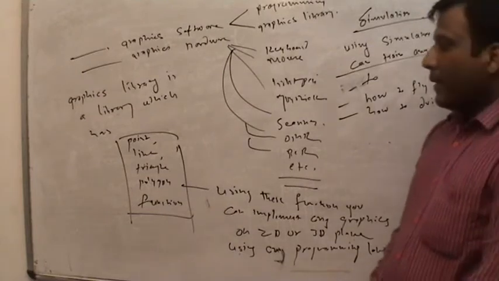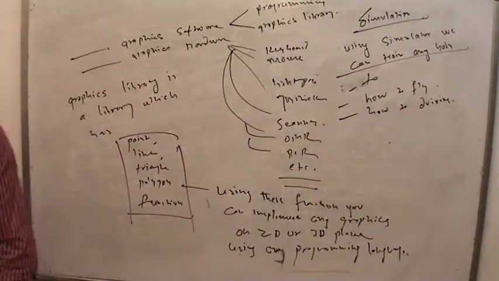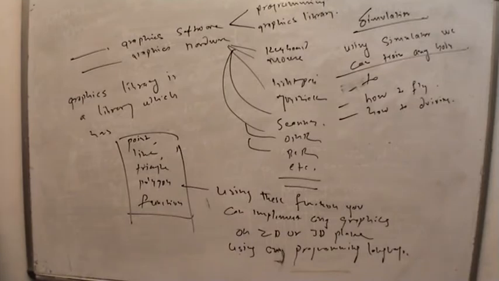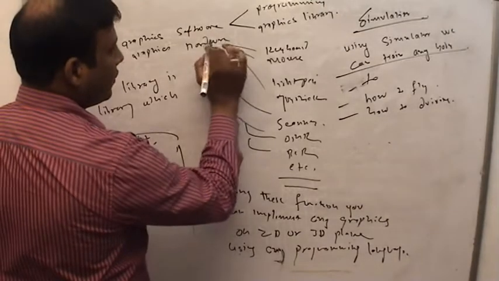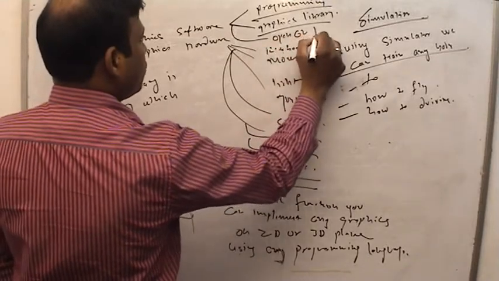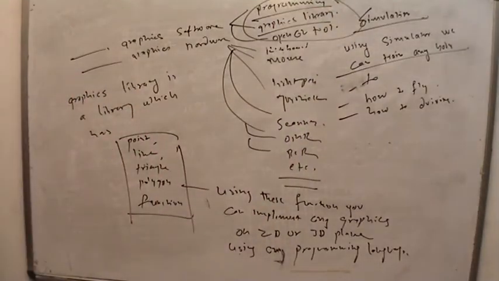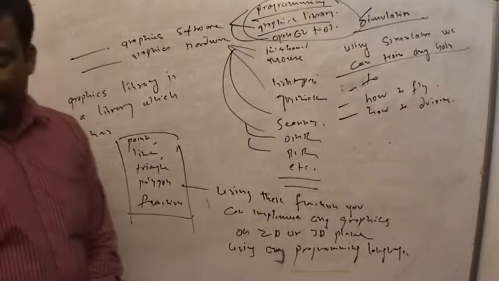The graphics library has various predefined functions using which we can implement computer graphics via any programming language like C, C++ or Java. But if you want to implement 3D graphics on computers, then you have the required softwares like graphics software, programming language, graphics library and OpenGL tool. Next.